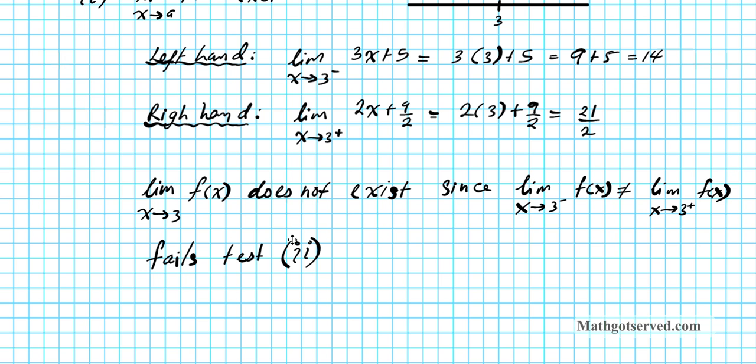All right, so the type of discontinuity we have here, since they both approach finite values that are different, is a jump discontinuity. Jump discontinuity. All right, so there you have it.